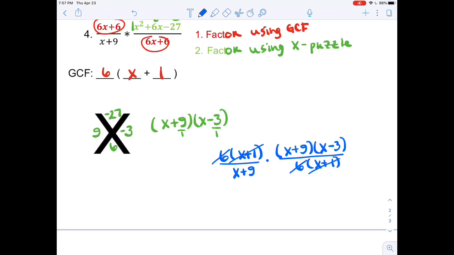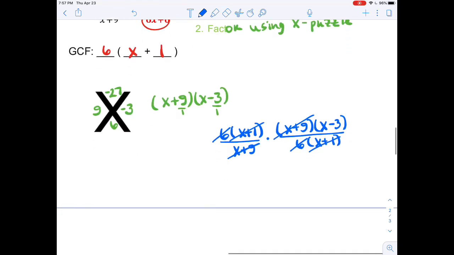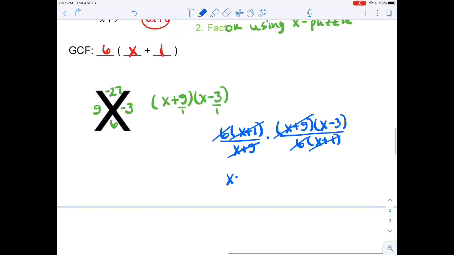Looking at x plus 9, I do have an x plus 9 on the top and the bottom. There is not an x minus 3 on the bottom to match the one on the top, so I've done everything that I can do. And my final answer is x minus 3. Again, one last time, let's look at our things that we crossed out and set our restrictions based on that.